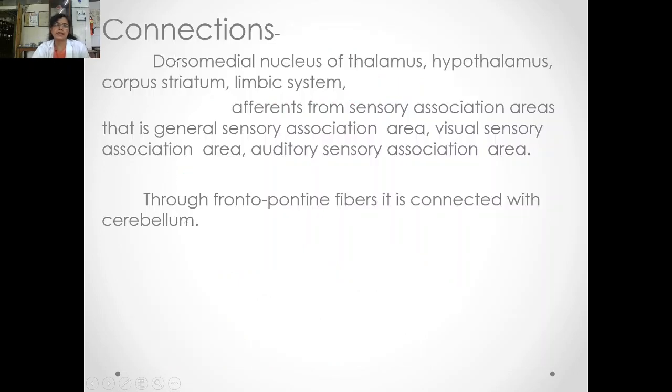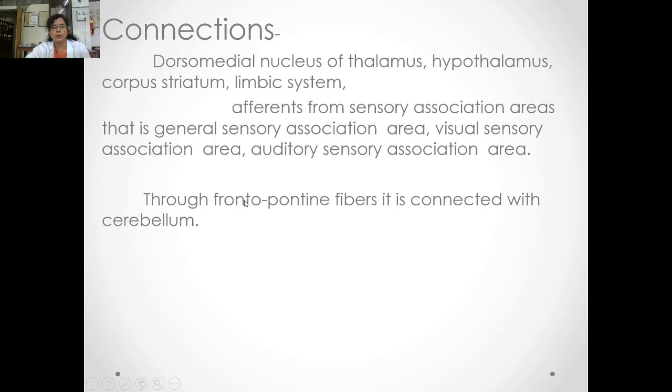Now the connections of this area. It mainly receives fibers from the dorsomedial nucleus of thalamus, hypothalamus, corpus striatum and the limbic system, and all these structures are connected with the prefrontal area reciprocally, means it receives fibers from these structures and also gives rise to fibers to them. It also receives afferents from the sensory association areas, that is the general sensory association area, visual sensory association area and the auditory sensory association area.